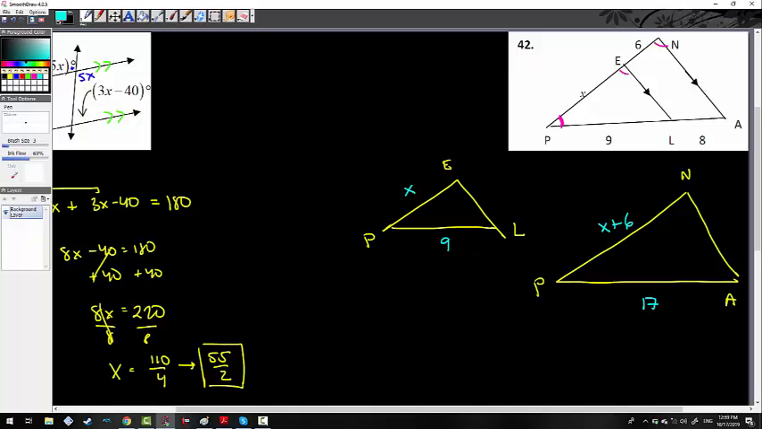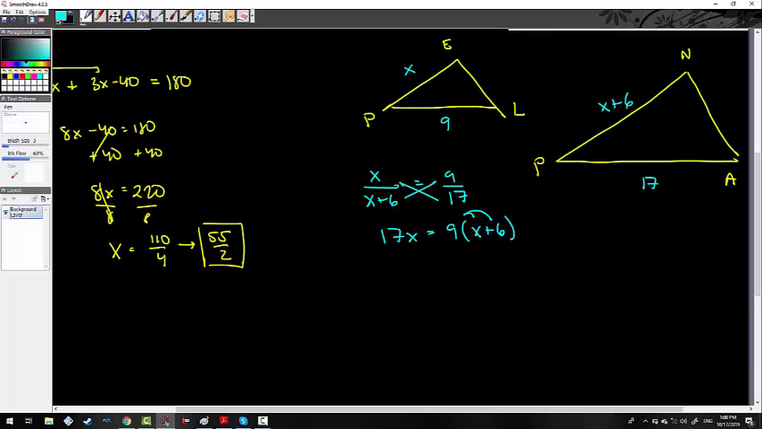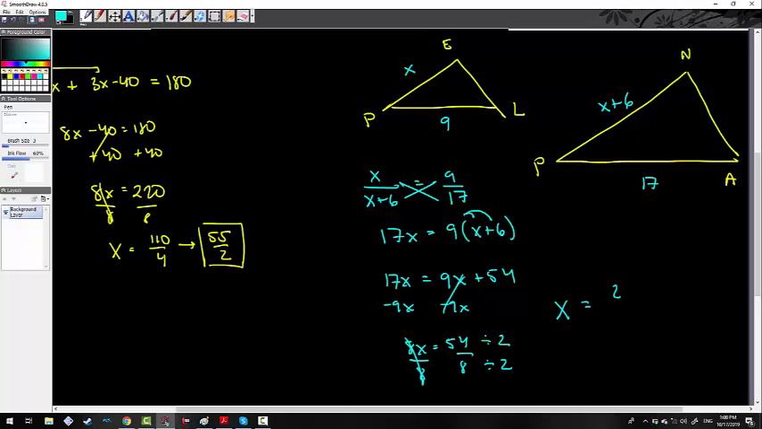So, I can now compare sides. I can say X is to X plus 6, corresponding side to corresponding side, as 9 is to 17. And now I'm ready to cross multiply. 17x equals 9. Careful, it's not times x, but rather times the whole thing. So I can distribute that in. 17x equals 9x plus 54. Subtract 9x from both sides. I would then get 8x equals 54. Divide by 8, and I don't think that goes in evenly. I think at best I can divide them both by 2 to get 27 over 4, and I think that's as far as we can go with that problem.